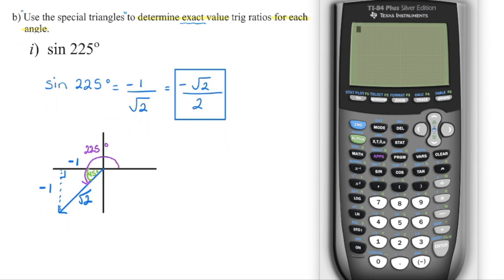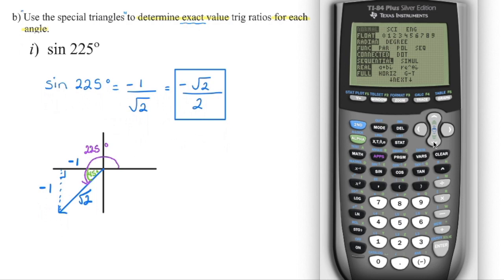So in our calculator, if we were to enter the sine of 225, so go into mode and just make sure that you are in degree mode. So we can go down here, over here, and then press enter. And then just go second function quit to get out of that. So if we were to enter sine of 225, we're going to get this ratio.